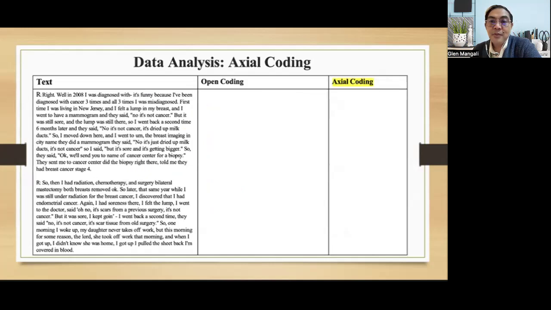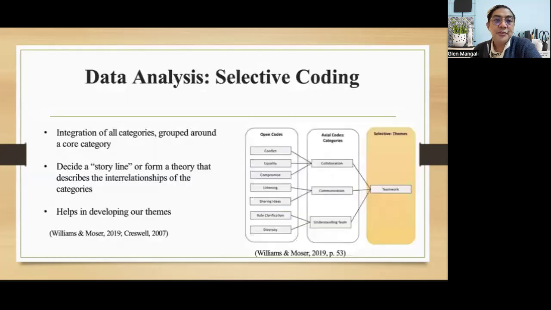So how do we go about it? How do we analyze this? Well, there are ways to do it. Number one, you integrate all categories and then group them as core category. And then you also decide what kind of storyline or theory can describe the interrelationship of these categories. So for example, in the illustration, there are open codes, and these open codes have similarity that can serve as your category. So that is the axis connecting the categories and the open codes.